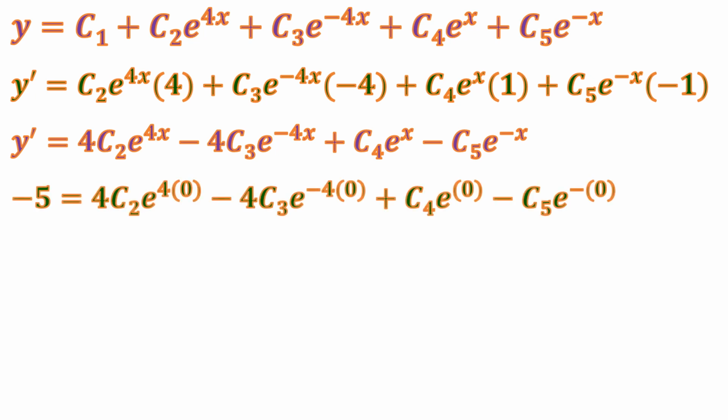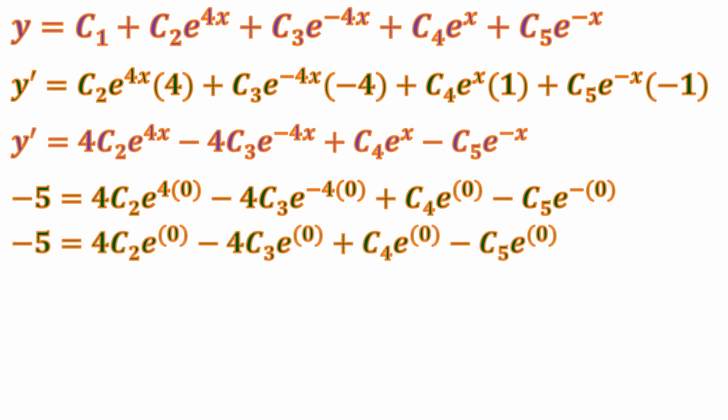So that's the first derivative, and we're going to substitute. Based on the given, if x is 0, then y prime is negative 5. So we're going to change every x into 0. And then all the numbers multiplied by 0 will be 0. And any number raised to the 0 is 1, so e raised to the 0 becomes 1. And so we're left with this equation: negative 5 equals 4c sub 2 minus 4c sub 3 plus c sub 4 minus c sub 5. So we're going to use this later to solve for each constant.